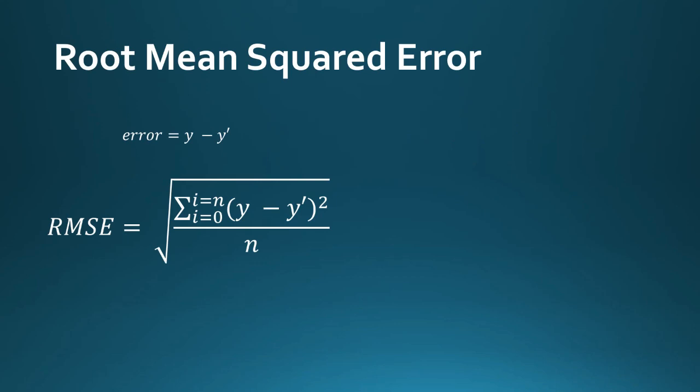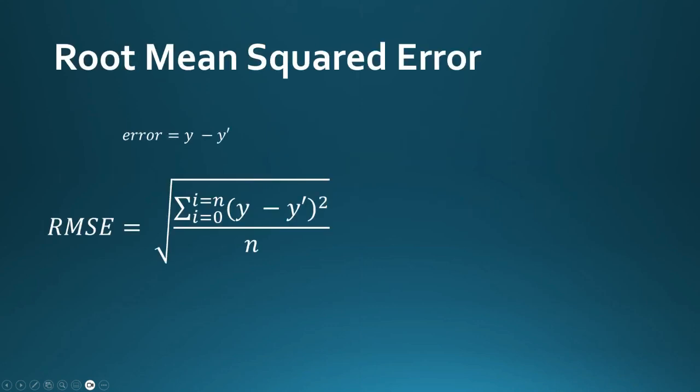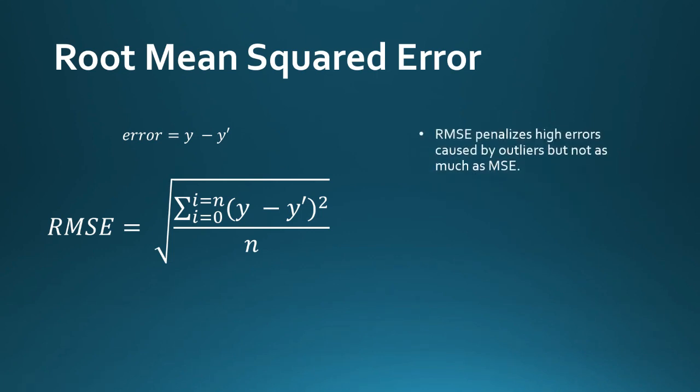The next one is root mean squared error. It's pretty much like mean squared error, but it just takes the square root of the mean squared error. This one also penalizes high errors caused by outliers, but not as much as mean squared error, because as you can see, we take a square root. It minimizes the penalty a little bit, but still it's sensitive to outliers.